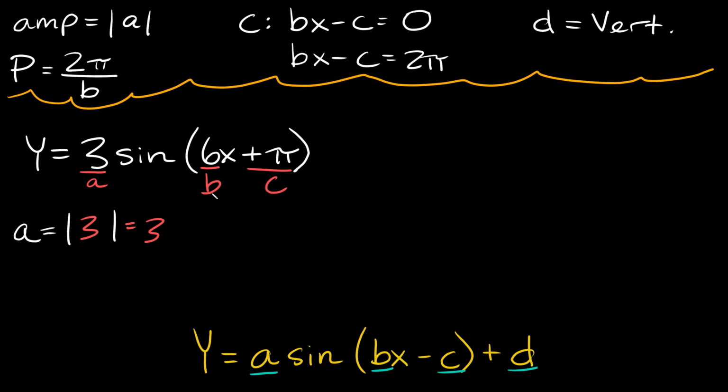And then we're going to use b to find the period, right? So the period is going to be 2 pi over the absolute value of b, which in this case is positive 6. So this is equal to 2 pi over 6, and 2 over 6 reduces down to 1 over 3, right? 1 over 3. So this is equal to 1 pi, or simply pi over 3.